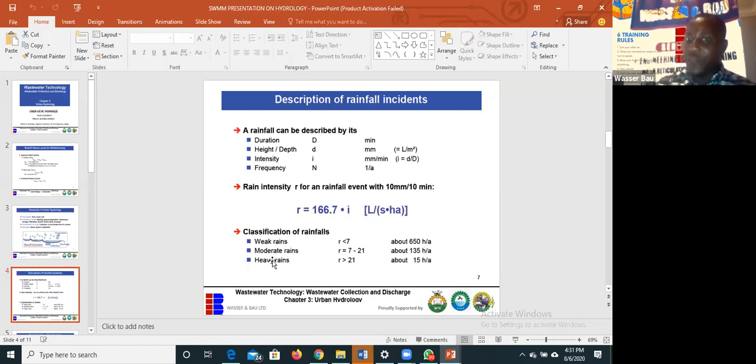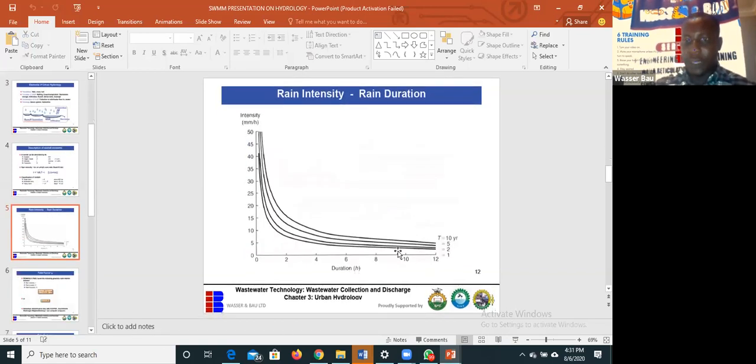Then the heavy rain, the R value is more than 21, and this is the value. It means the contributing area is about 15 hectares. That's no big deal. Then this is their own rain. This is the European rain intensity fluctuation curve. Their rain pattern is different from our rain pattern. If you look at our own, it is more like this way. Their own is more like this way, but it's all the same thing. It's still the same thing.